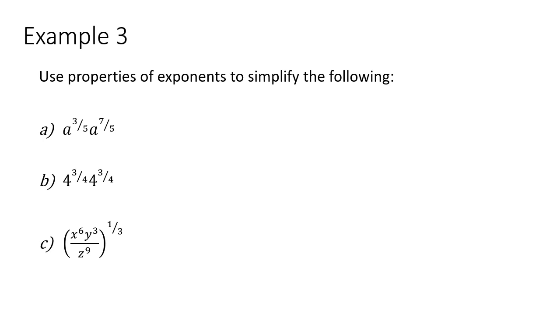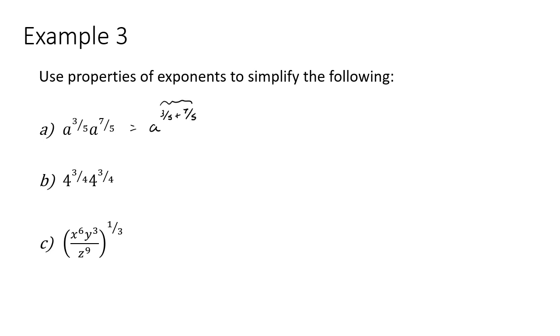Well, part A and B in this example are pretty similar to each other. The only difference is that in part A, the base is the letter A, whereas in part B, the base is just the number 4. But in either case, it is two exponential expressions multiplied together with the same base, matching bases. So the way we handle that by property of exponents is that we add the exponents together. So this would be the same as A to the 3/5 plus 7/5.